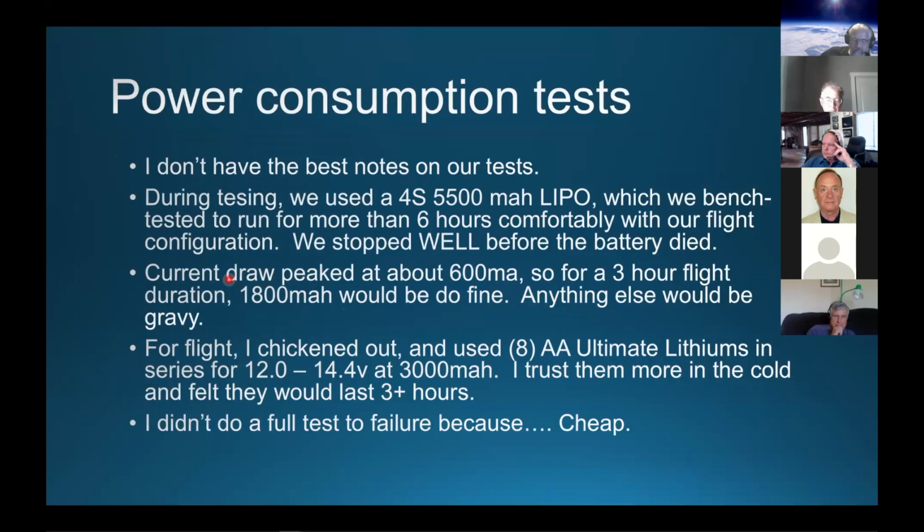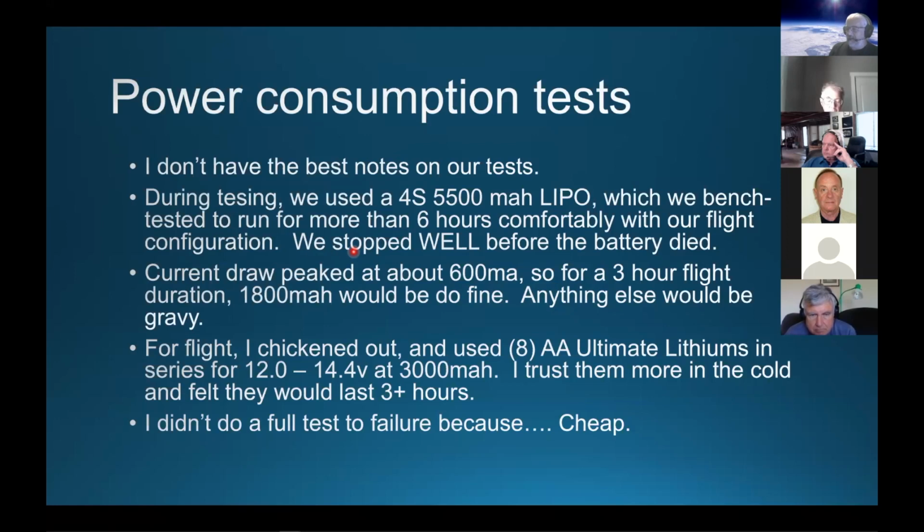So the next thing I had to do is figure out, okay, I've got this 2-watt transmitter, it's going to be drawing some current. How much power are we going to have to send? How many tons of batteries do I need? During testing, we were using a 4S 5500 LiPo. And doing some looking at the current draw while it was running, we were using maybe 600 milliamps when everything was running. And since we had a 5500 milliamp hour battery, we were doing really well. It ran over 6 hours, and I just stopped well before the battery died.